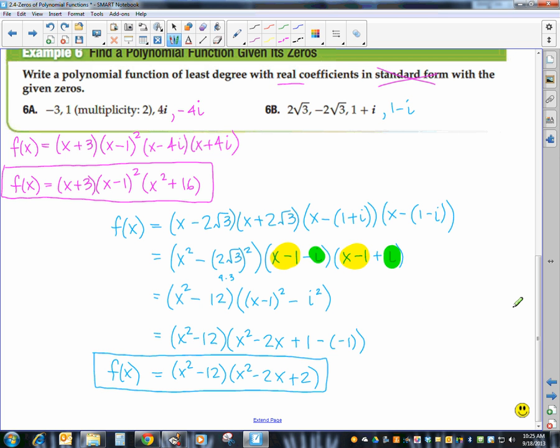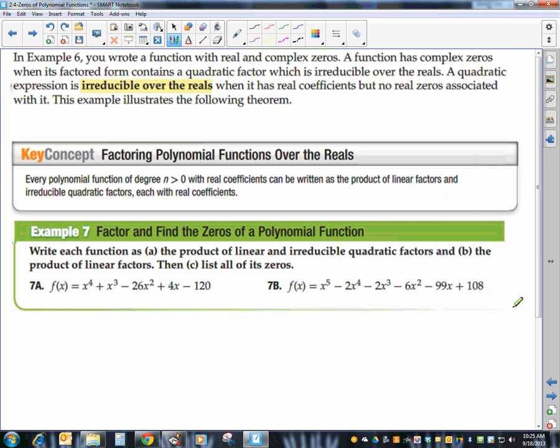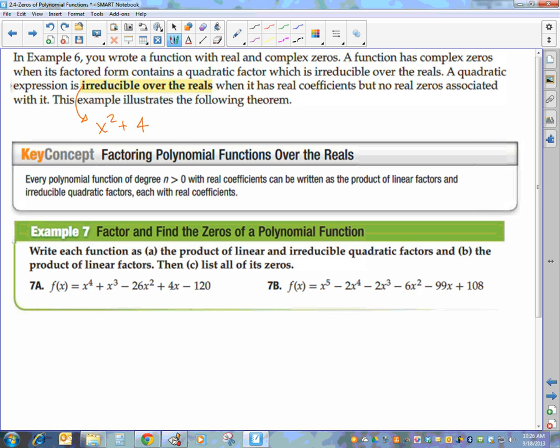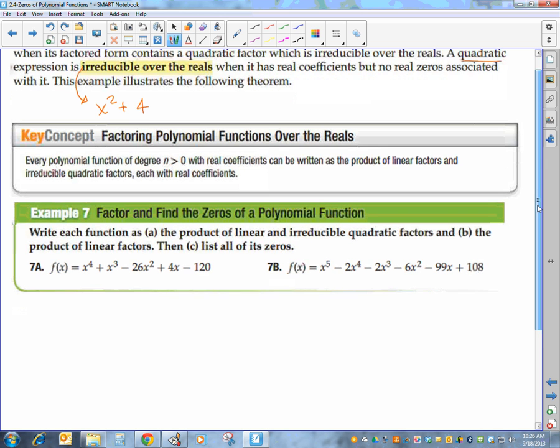Okay, two more examples that we need to know about. What does it mean for something to be irreducible over the reals? Basically, if it's irreducible over the reals, then you might have a factor like we just saw, x squared plus 4. That is a quadratic expression that can't be factored with real coefficients. So when you see one like that, you'll be finished.